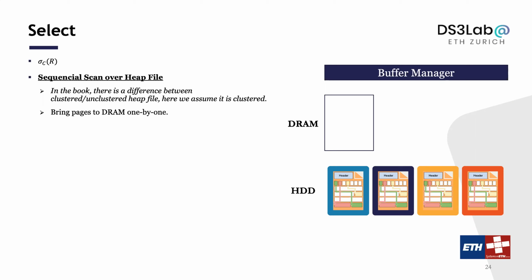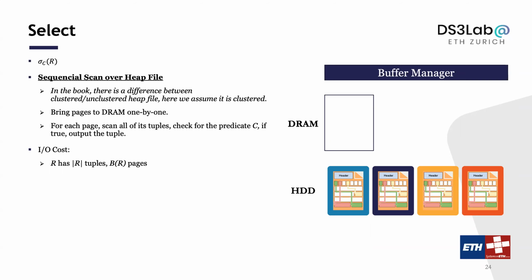We bring pages from hard drive to DRAM one by one. For each one of them, I scan all its tuples, and I check whether predicate C is true or not. If it's true, I output the tuple, and then continue to do this. As you can see, it's very simple. So what is the I/O cost of this?